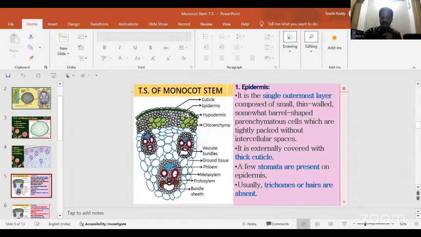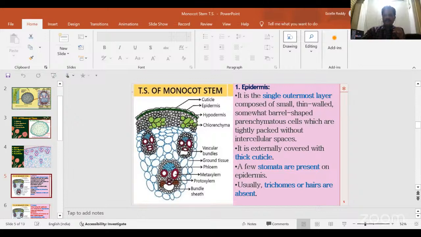So this is the epidermis, a thick layer of outermost cells. You can see they are closely packed, barrel shaped, without intercellular spaces. This is the outermost layer of monocot stem. Generally, the epidermal cells are parenchymatous, without intercellular spaces and without chloroplasts, except in the guard cells of stomata. Chloroplasts are absent.